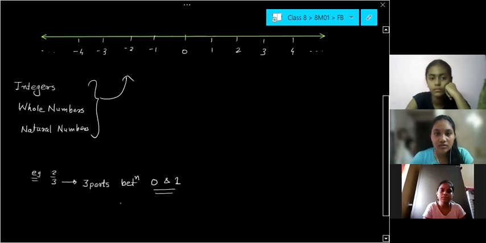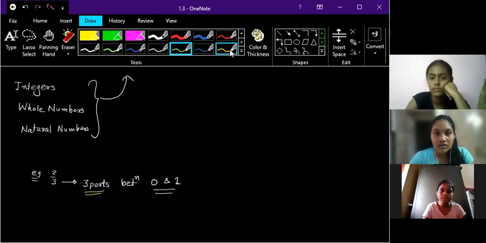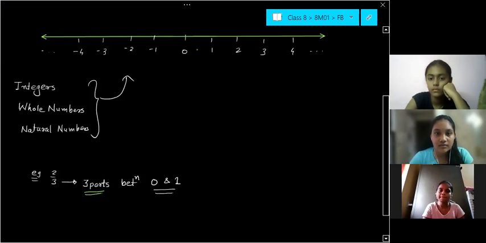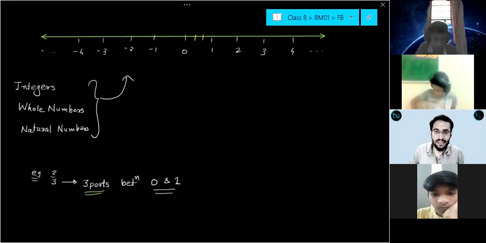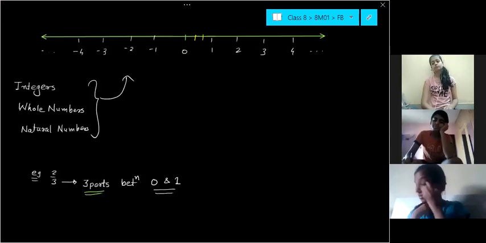Now I want to make 3 parts. How can I make 3 parts? To make 3 parts, how many points will I require? Sir, here we'll do 2, sir. Very good. Between 0 and 1, 2 points will be required, right? Yes, sir. 2 points can cut it into 3 equal parts, isn't it? Yes, sir. You can clearly analyze.